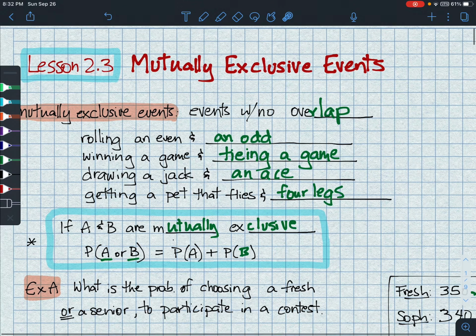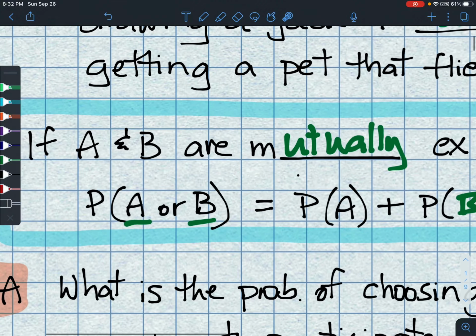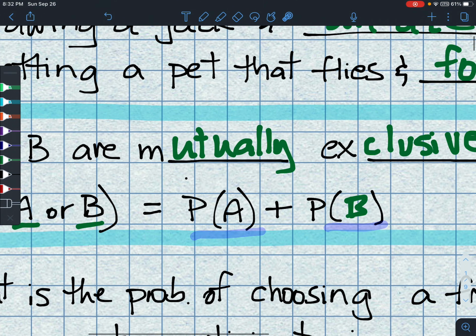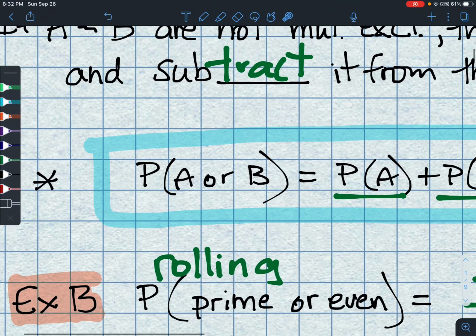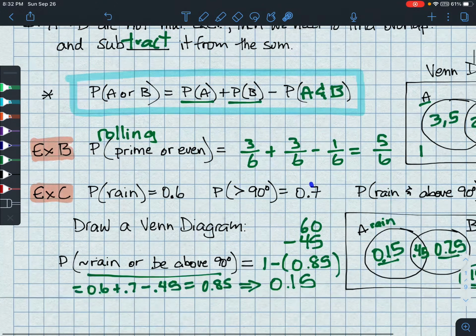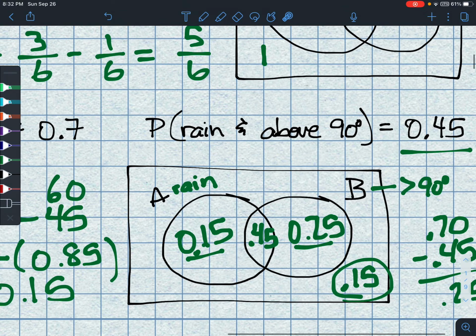Okay, so 2 rules to remember. Mutually exclusive events, again, you're looking at compound events. We're looking at the word or. If they're mutually exclusive, just add them up. If they're not mutually exclusive, you've got to find the overlap. And the rule is to add up the probabilities and then subtract the overlap. Drawing Venn diagrams is going to be very helpful in doing these problems. Best of luck as you do the homework.